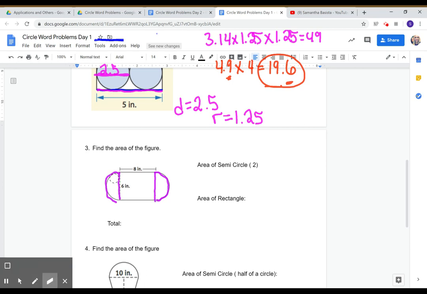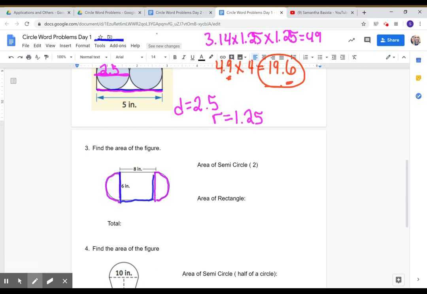So let's kind of look at our pictures here. I have one half circle, right? It is half of a circle, right? It got cut off as a semicircle. I got another semicircle, and then look what's left in the middle.